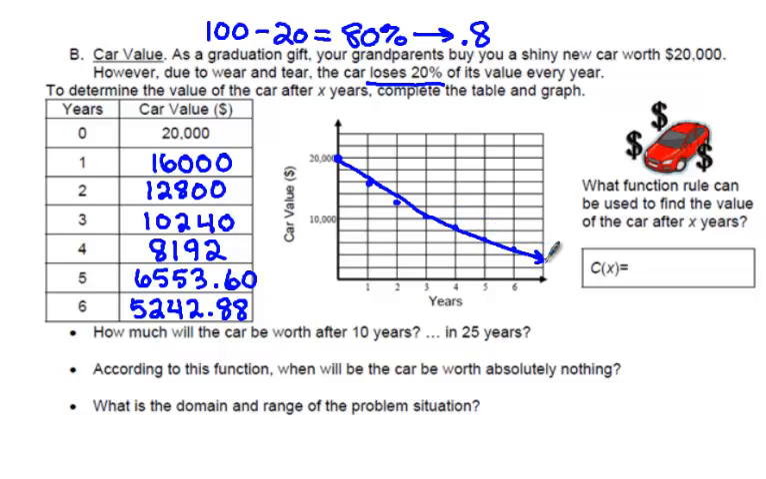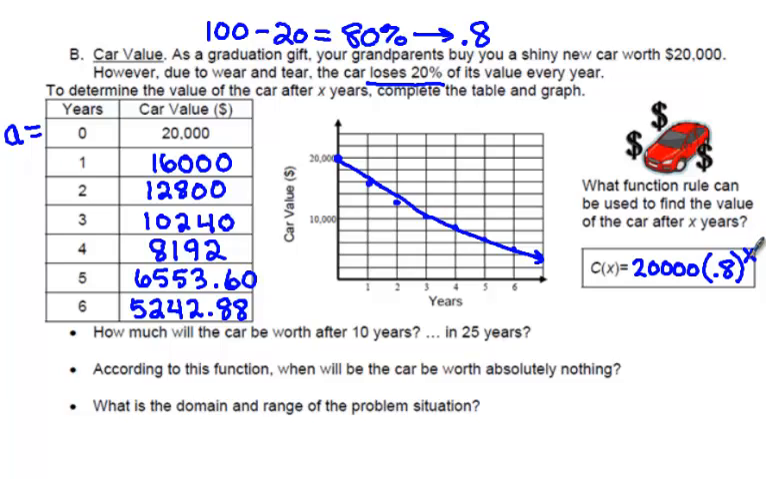Okay, you think about your a value. It's equal to 20,000. So your function is going to be 20,000 times, and if we find the ratio, it's going to be the same thing that we multiply throughout everything. So it's going to be 0.8 to the x power.